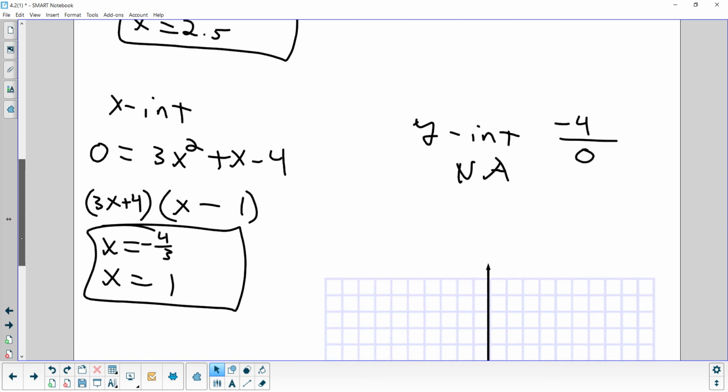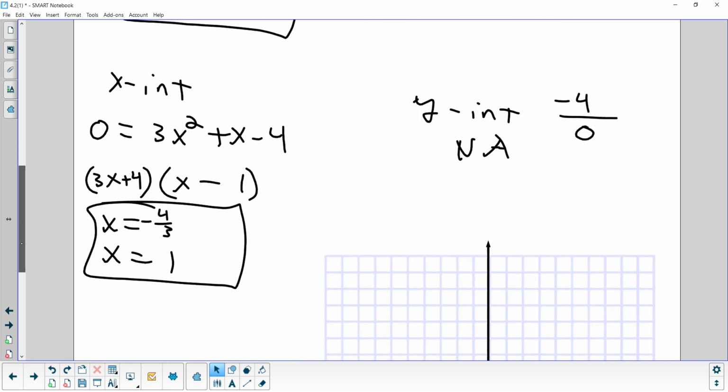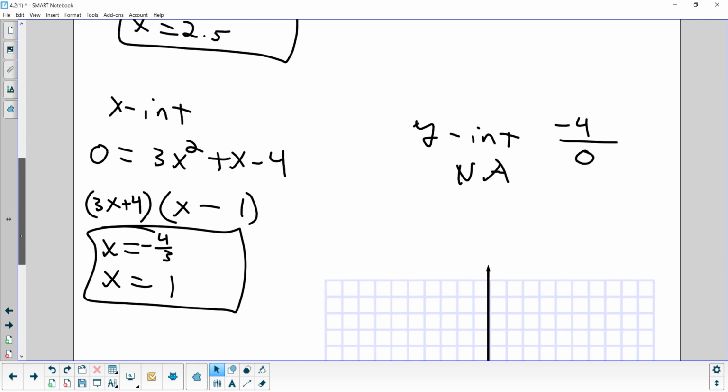And then the y-intercept, do you do the numerator or the denominator? The y-intercept, you plug in 0 for x. Oh. So both.